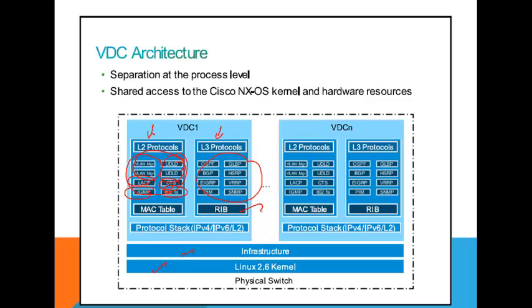So separate control plane, separate data plane, and we have a separate IPv4 protocol stack. If you have IPv6, then separate IPv6 and layer 2 protocols. So all are separate for each VDC: layer 3, layer 2, and management.